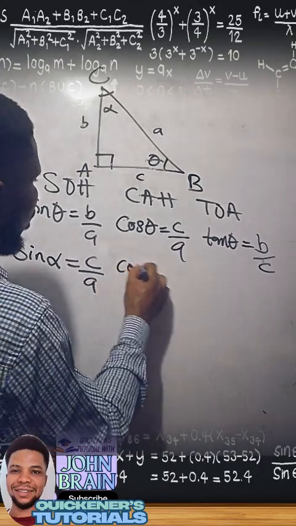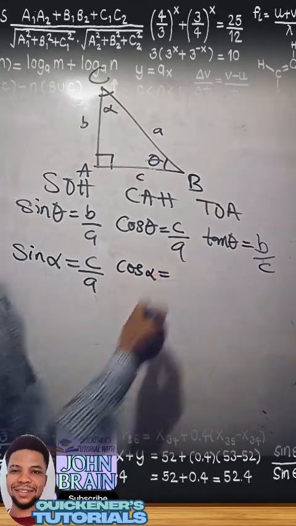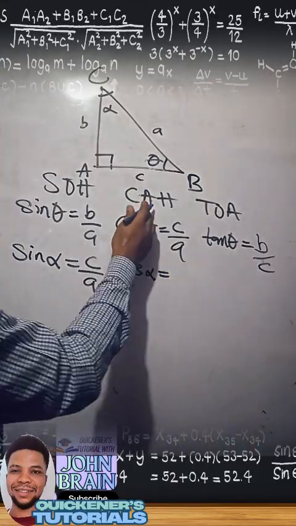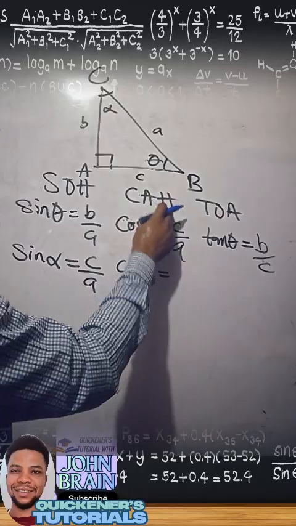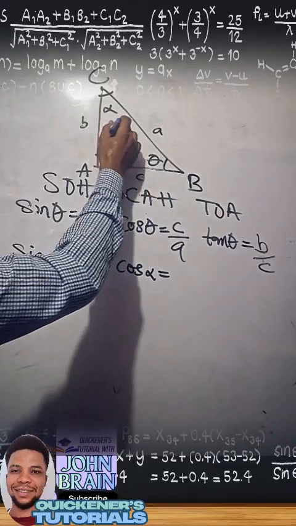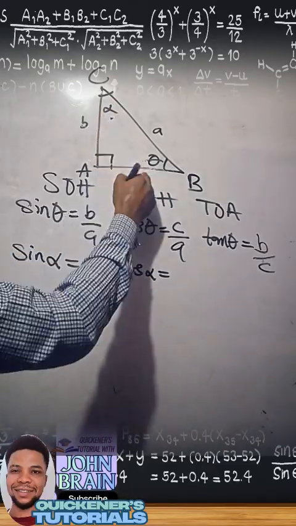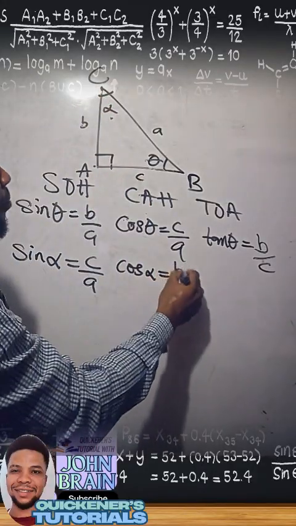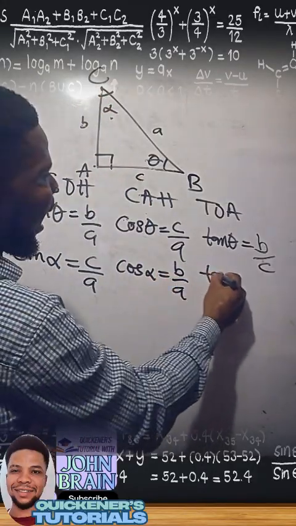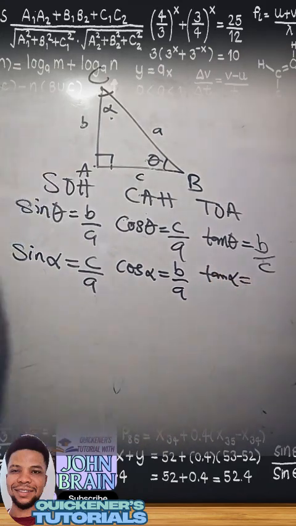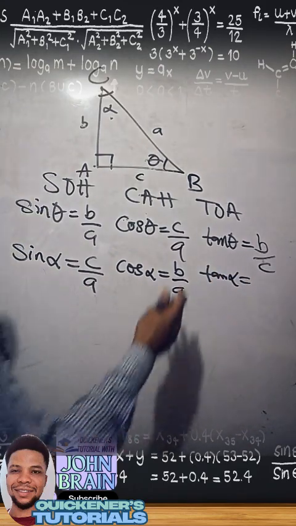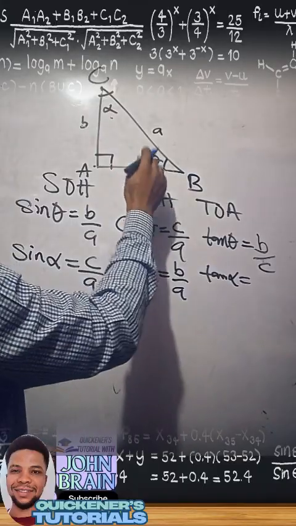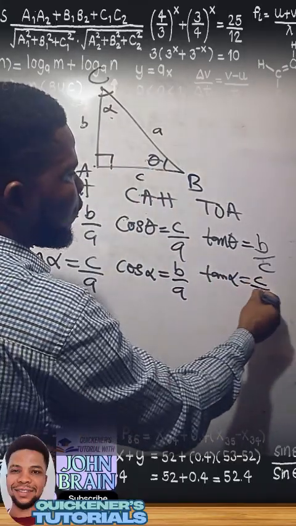So this is cos alpha. Cos alpha is what? Adjacent over what? Hypotenuse. What is my adjacent to this alpha? This is alpha. What is adjacent to alpha? This is opposite to alpha. Then therefore this one is now adjacent to alpha. So that's B over A. Tan alpha. Alright? Remember, opposite to alpha is C. So C over B.